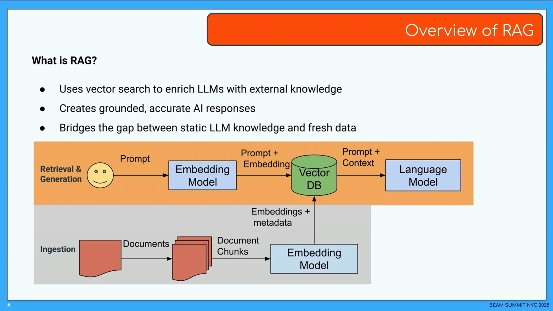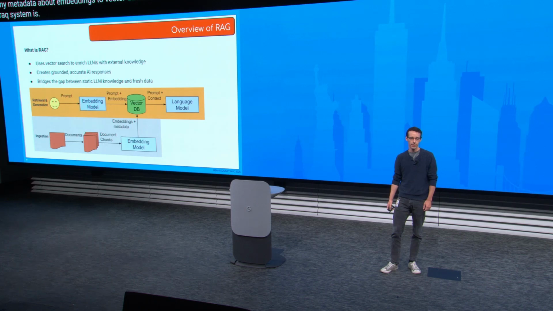The other part of a RAG system is retrieval and generation. So here a user might come with a prompt, and we need to embed their prompt so we can actually look up semantically related information in our vector database. Once we have embedded their prompt, we can perform vector search and return relevant data to give along with their prompt to the LLM.